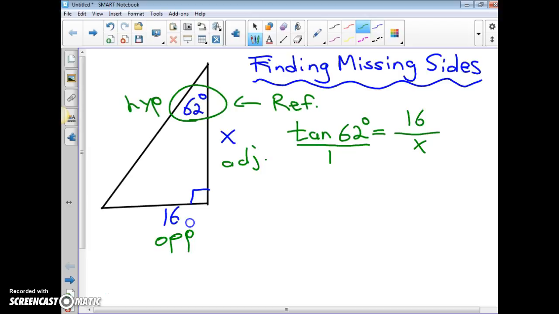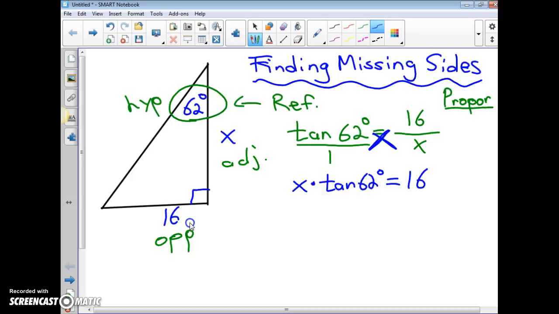And again guys, tangent 62 degrees is just a number. If you punch it in your calculator, you're going to get some kind of decimal. It's a weird looking number because it has words in it also, but it is. So I'm going to put it over 1. Equals, oh great. Now I have a proportion. I'll solve it. Cross multiply: x times tangent 62 degrees equals 1 times 16 is 16.